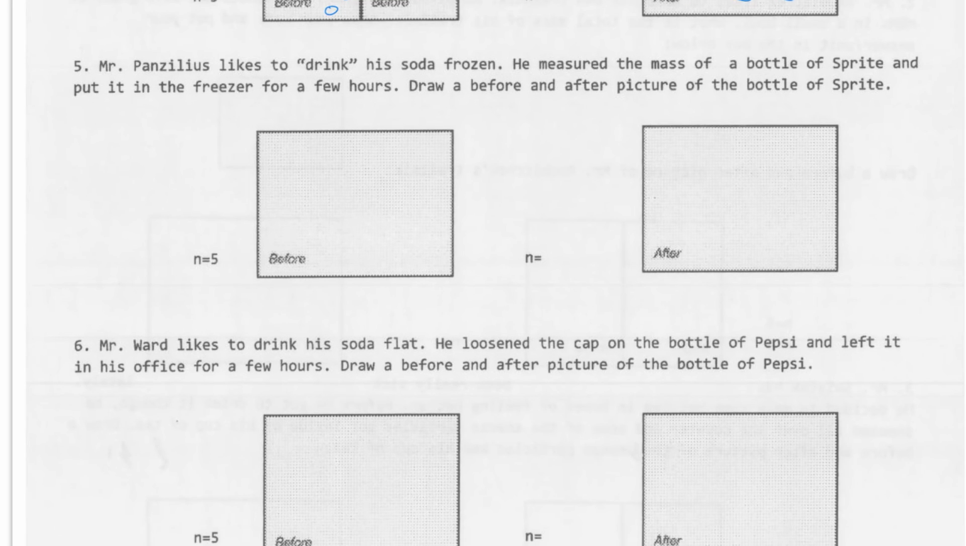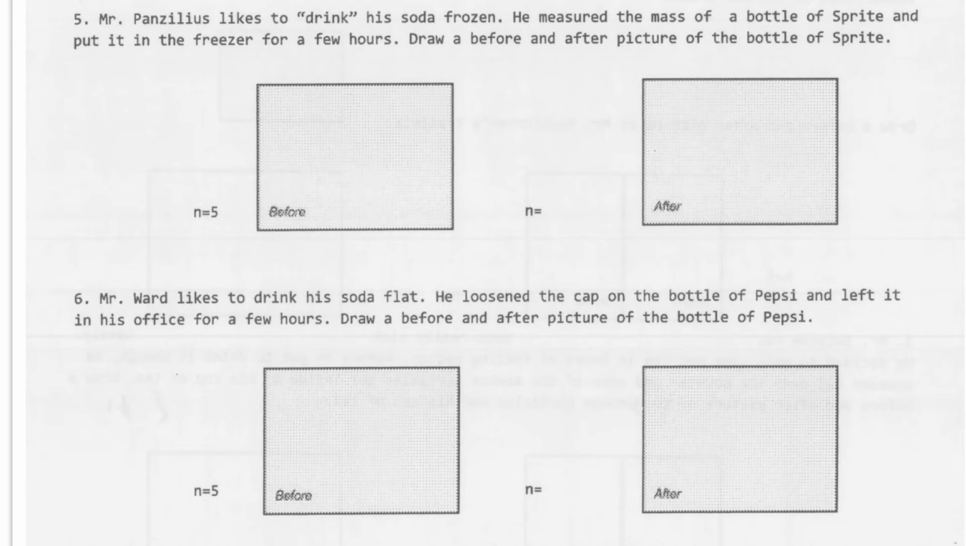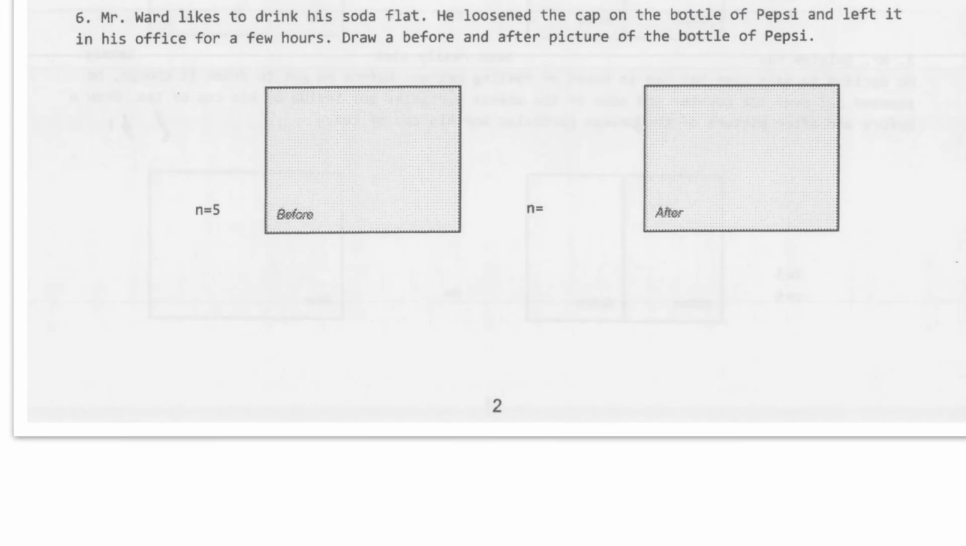Okay, Mr. Panzolius likes to drink his soda frozen. Measure the mass of the bottle of Sprite, put it in the freezer for a few hours, draw a before and after picture of the bottle of Sprite. So initially, we've got particles of Sprite, so water. Let's just assume Sprite is its own thing. And then afterwards, the particles get a little bit closer together, which isn't true for water, but that's okay. Still got the same number of particles, and that's the important part.